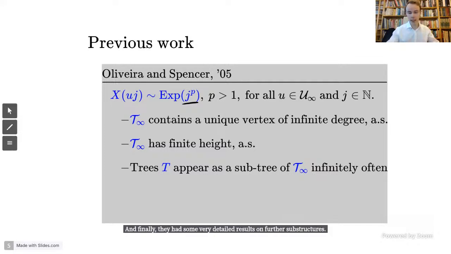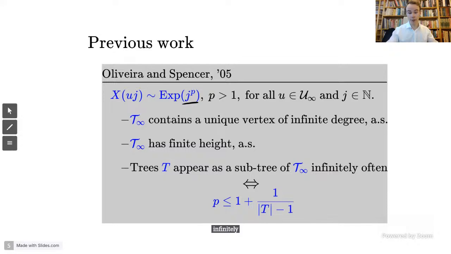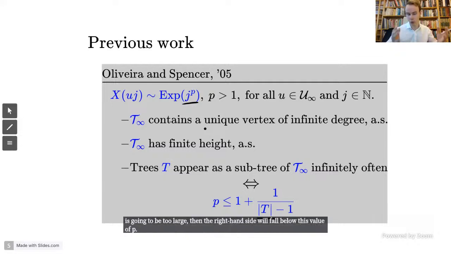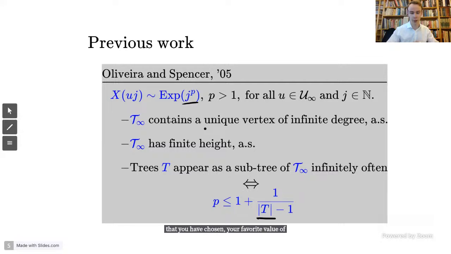So some tree T will appear as a subtree of this infinite limiting tree T infinity infinitely often, if and only if this condition is satisfied. So in particular, that means that if the size of your tree is going to be too large, then the right-hand side will fall below this value of P that you have chosen, your favorite value of P larger than 1, say. And so that means that in this infinite tree, you will only see very small trees infinitely often, and large trees will only appear as subtrees finitely often.